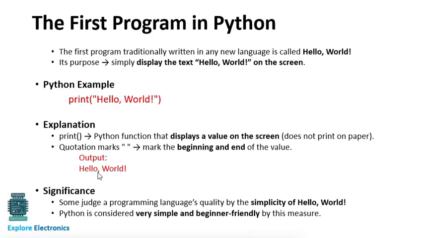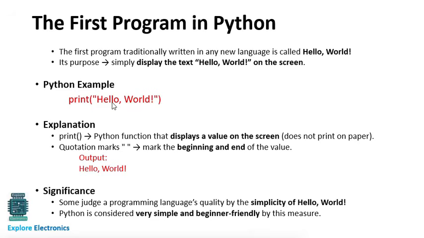You can see here, hello world. The double quotation marks you won't see in the output, because whatever is inside the double quotation marks will print as it is in the output. Very simple, right?